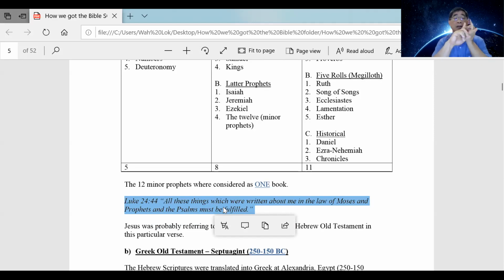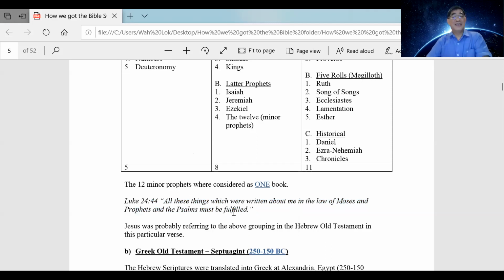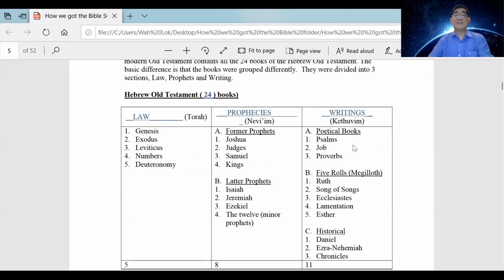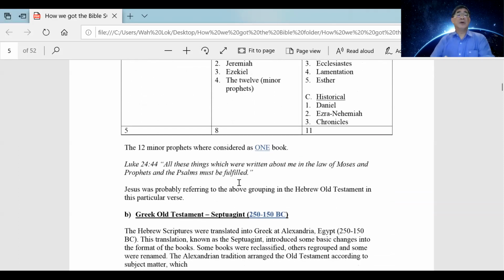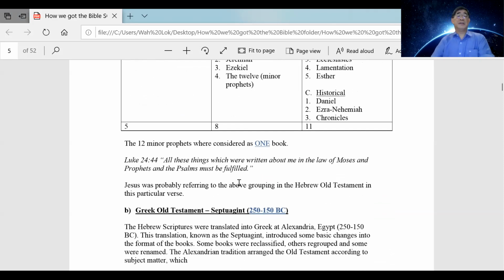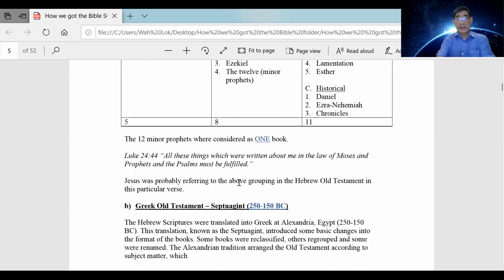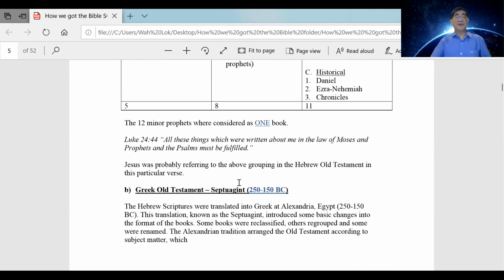Jesus is saying all these things were written about me in number 1, the law of Moses, number 2, the prophets, and number 3, the Psalms. You can see very clearly that the Old Testament has 3 sections. The third one, writings or Psalms, includes all the poetic books and so on. That's why the Hebrew Old Testament is classified into 3 sections, and the number of books is just 24. Hope you're all following.